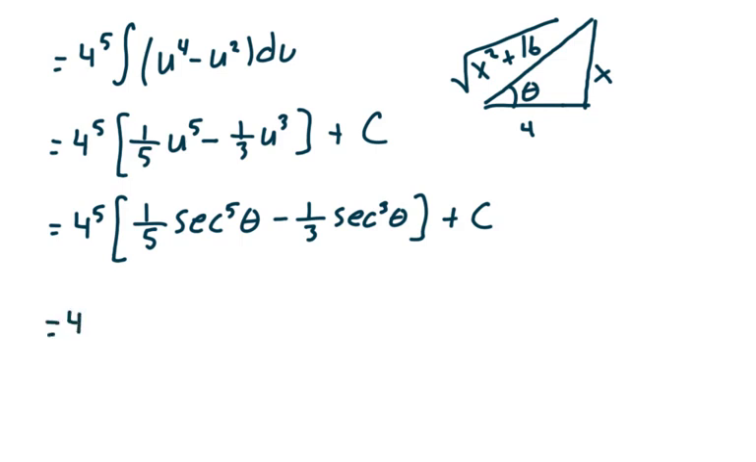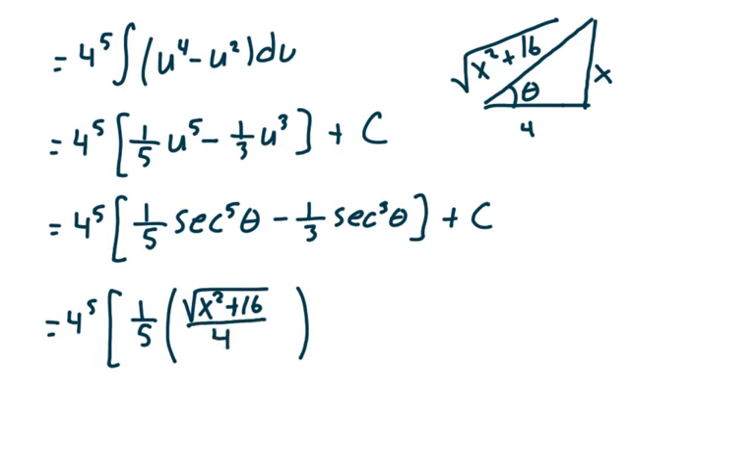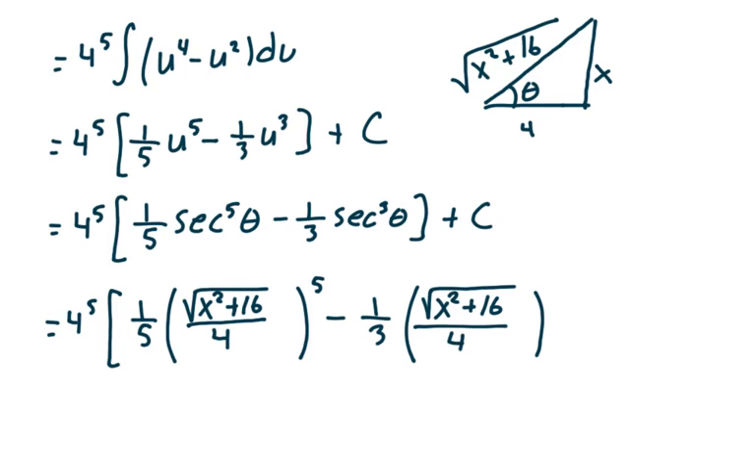All right, now, I'm going to get 4 to the 5th times 1/5 times, now don't forget, secant theta is the square root of x squared plus 16 divided by 4. But I've got to raise that to the 5th. Then I'm going to go minus 1/3 times the square root of x squared plus 16 divided by 4, raised to the 3rd, plus c.